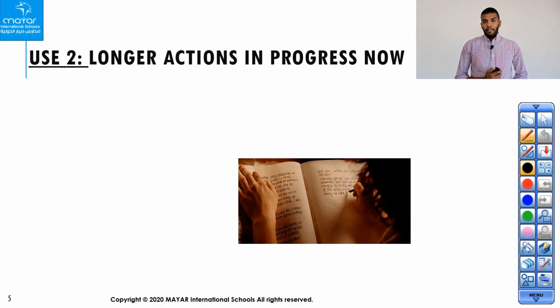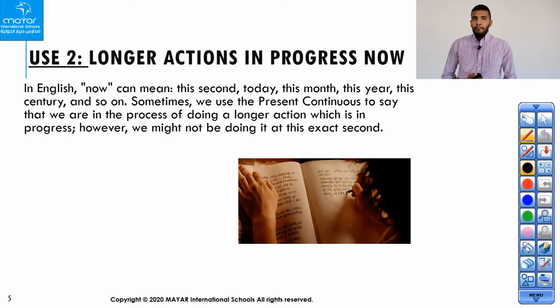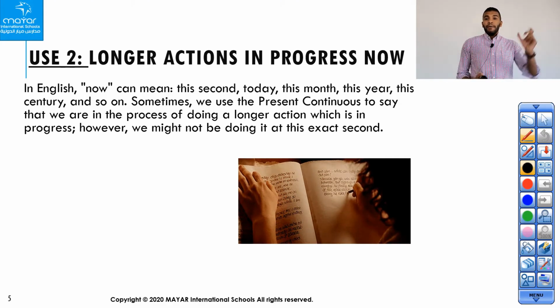The second use for the present continuous is that it is used with longer actions in progress now. What do we mean by this? In English, the word now does not necessarily mean that something is happening at the moment of my speaking. It might mean at this moment, or today, or this month, this year, this century, and so on. So it might be used to express a very long activity if you are engaged with an activity for a long time. For example, the author is writing a novel now.